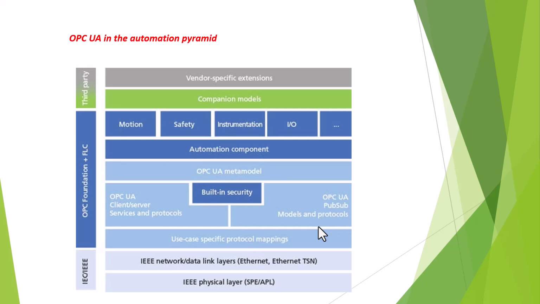OPC UA in the automation pyramid. Where is OPC UA in here? This is the OPC UA meta model. This is the physical layer. The OPC UA model is there.